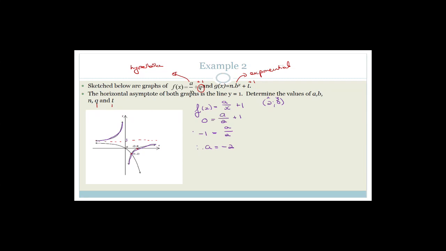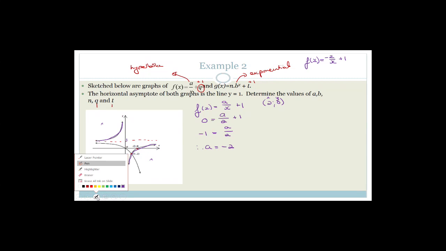Aha, yay, it works. How do I know it works? One of the best things I know is true about it is the fact that this is a negative quadrant and that's a negative quadrant. So therefore, my hyperbola's value for a has to be negative. So I'm very happy with that. And the overall equation is going to be f of x is equal to minus 2 over x plus 1. Okay, so that's the f.